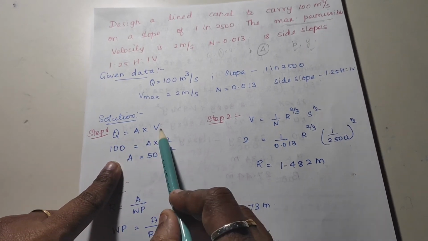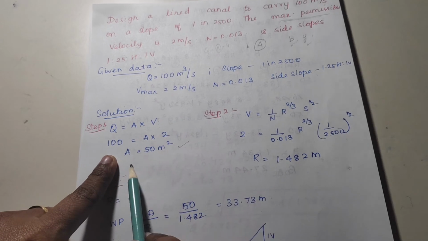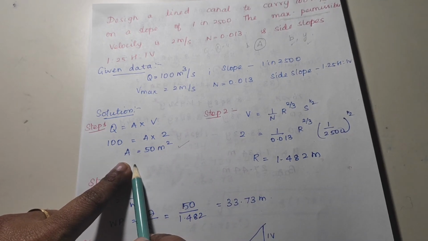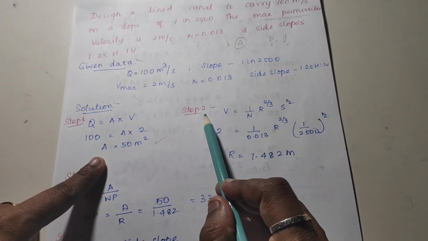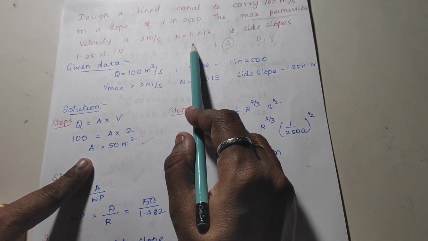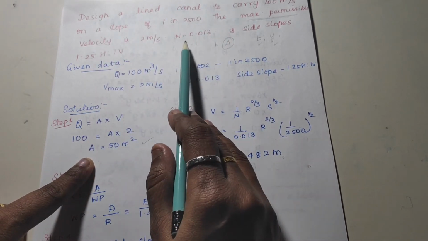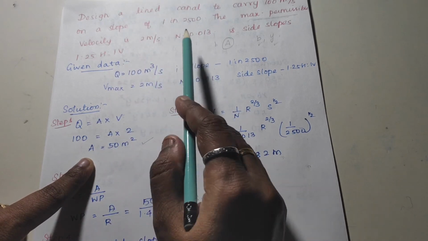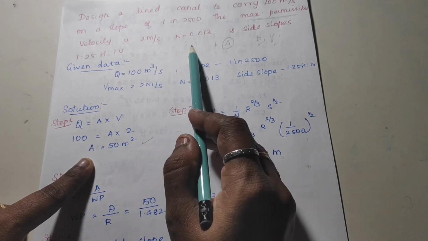Q is given, velocity is given, so that you can easily find out what is the area. Okay, and what is the second step? We know the formula as the Manning's constant is given. Mostly the design of lined canal will be using Manning's formula.